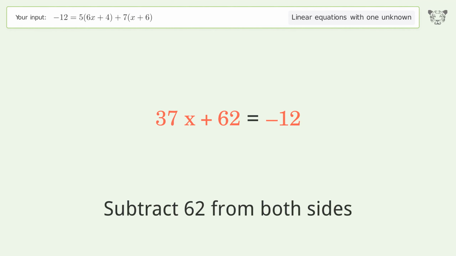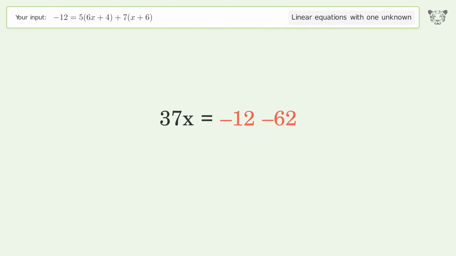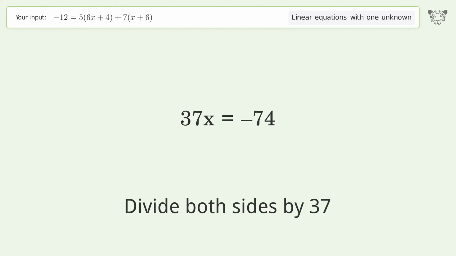Subtract 62 from both sides. Simplify the arithmetic. Isolate the x. Divide both sides by 37.